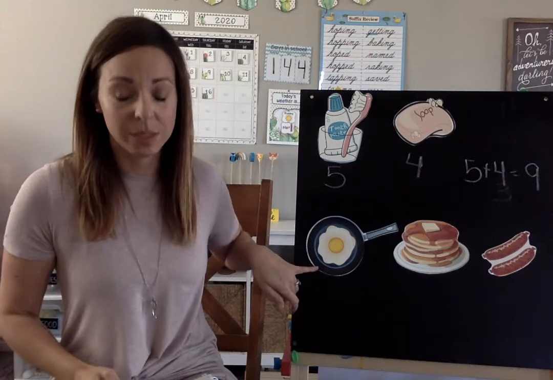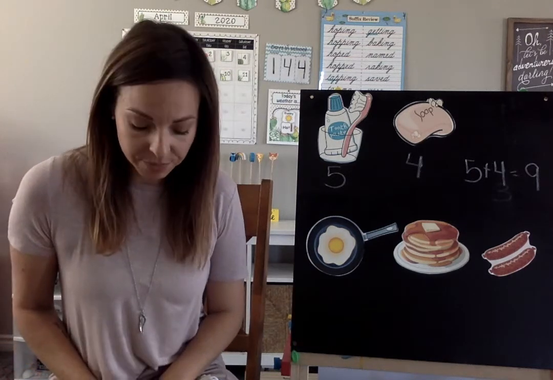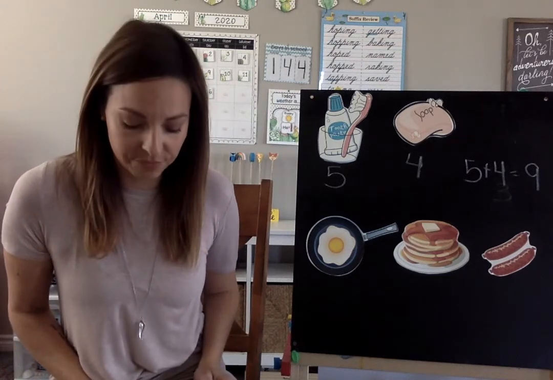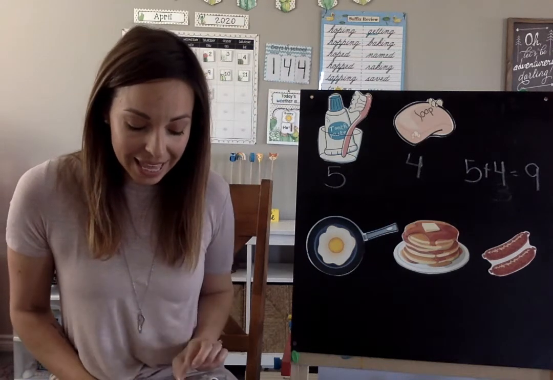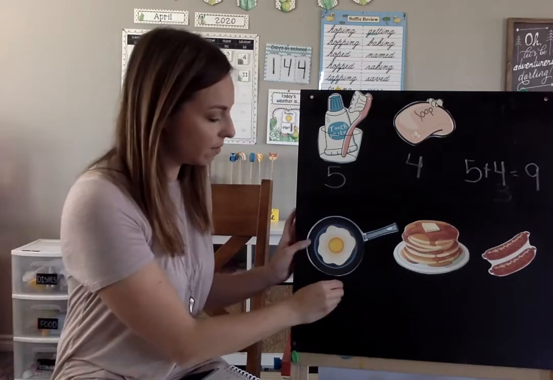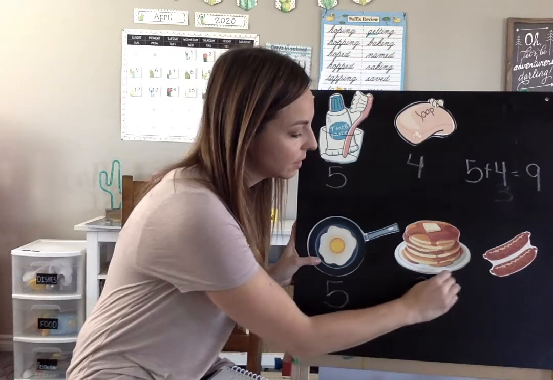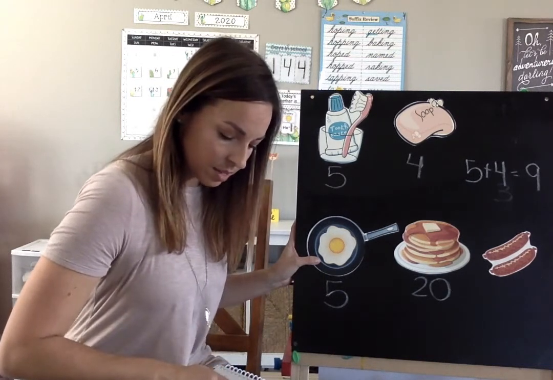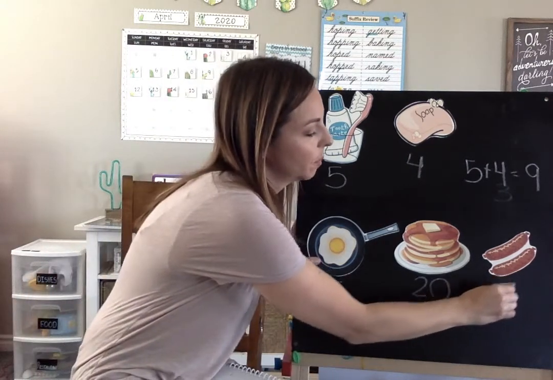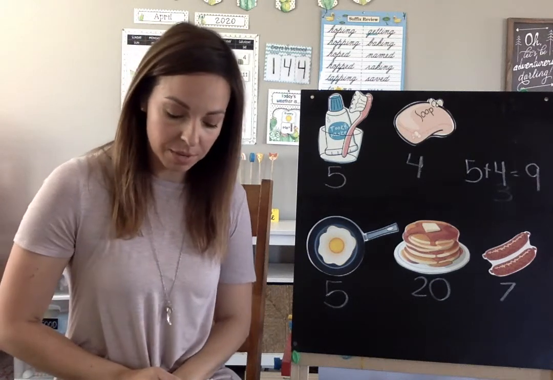Now, listen to my next one. For breakfast, Mom cooked 5 eggs, 20 pancakes, and 7 sausages. How many eggs and sausages did Mom cook? Okay, so she cooked 5 eggs, 20 pancakes, and how many sausages? 7 sausages. How many eggs and sausages did Mom cook?